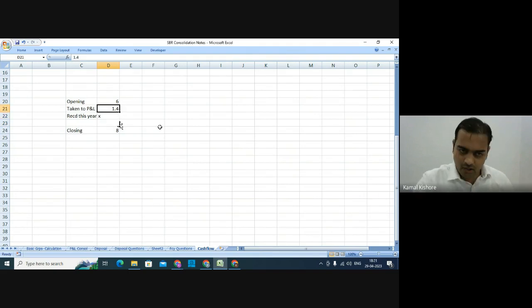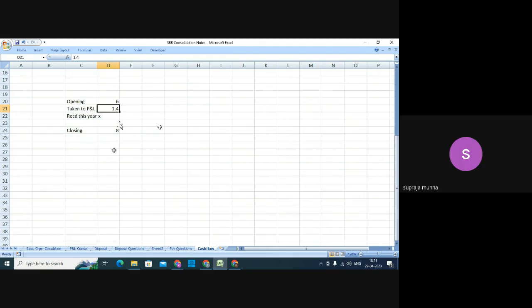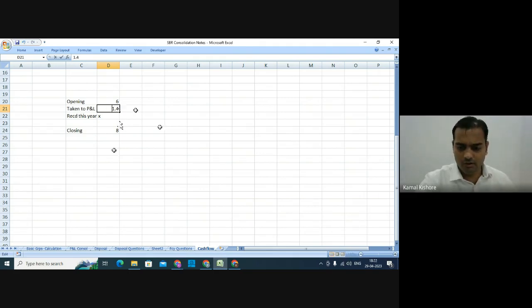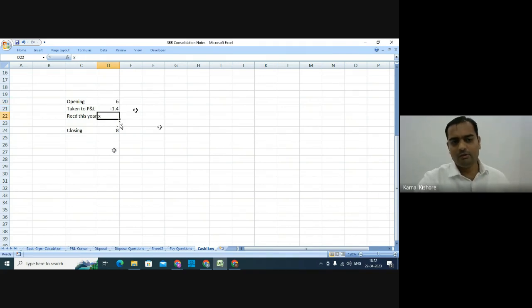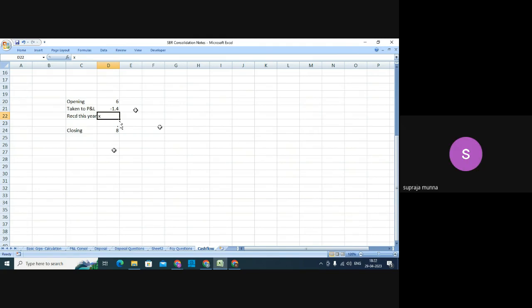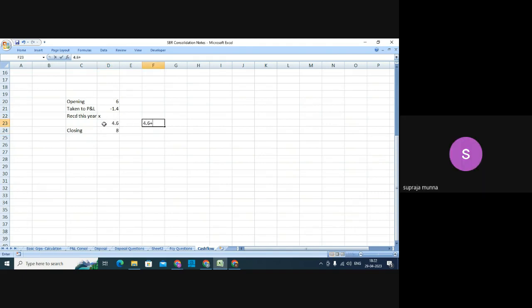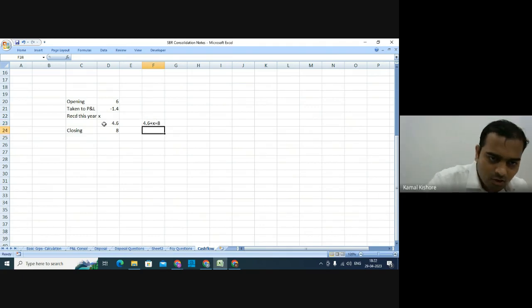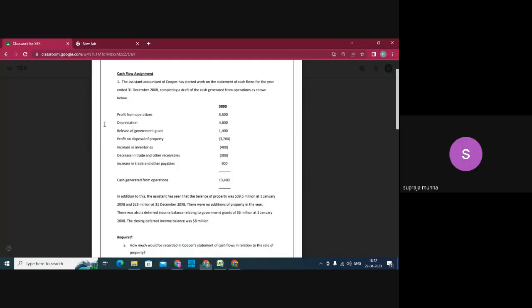So when you take this to P&L, that means the liability should come down. This is how it will work out. Taken to P&L means the liability balance will come down, and anything that you receive will add to it. So the total of these three things, 4.6 plus X is equal to 8. So X will be 3.4. Are we getting it?